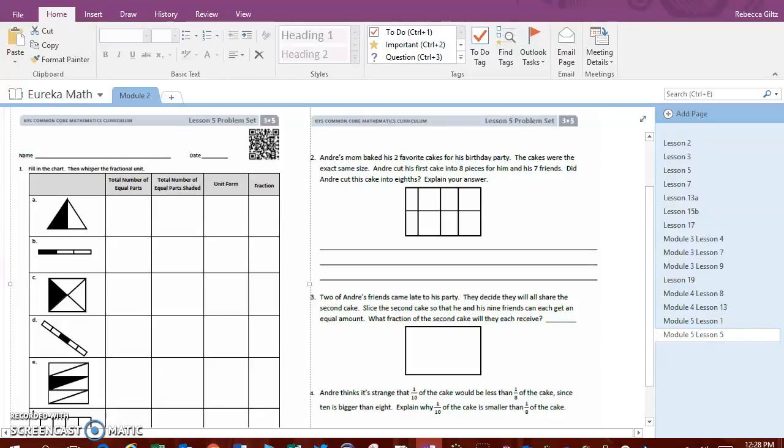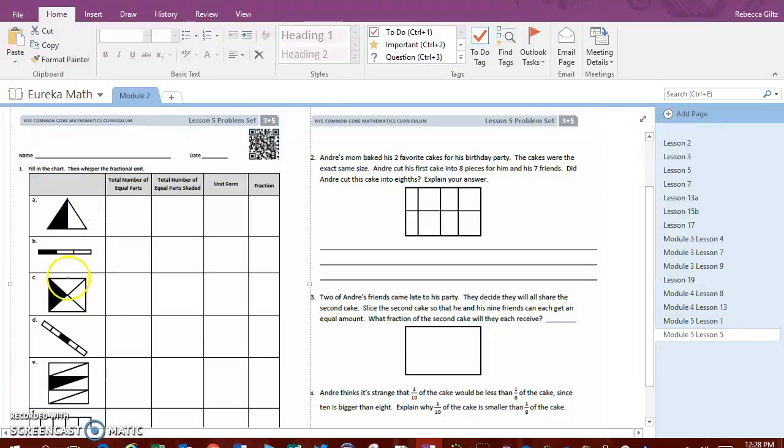All right, so here is lesson 5 of our fraction unit. If you look at problem number 1, you see a chart, and we're supposed to fill in the chart and then whisper the fractional unit. Since we're on the video, we won't whisper it, but you can think it in your head. So let's look at part A. For each figure, we're supposed to write the total number of equal parts, the total number of parts that are shaded, and the unit form and the fraction.